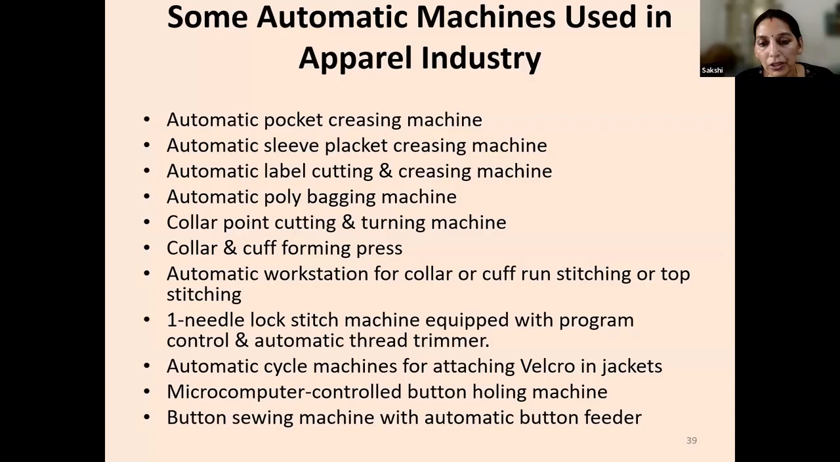Single needle lock machines equipped with a program controller and automatic thread trimmer are there. Automatic cycle machines for attaching Velcro in jackets. Microcomputer controlled button pulling machines are there. Button sewing machines are there with automatic button feeders. These are some machines which are more frequently used in the garment industry. Apart from this, specific functions in the sewing machines are also there.